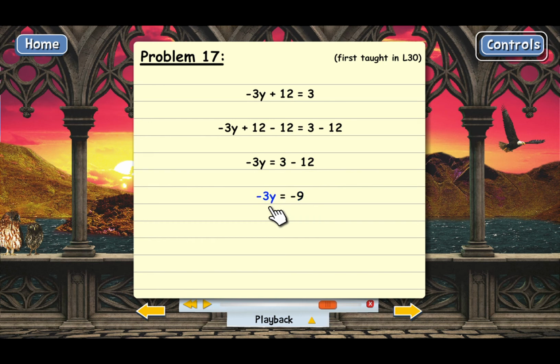Next, we'll undo this multiplication by -3 by dividing both sides by -3. And that will give us y on the left-hand side, and then on the right, -9 divided by -3 is equal to 3. So, 3 is the answer to problem 17.